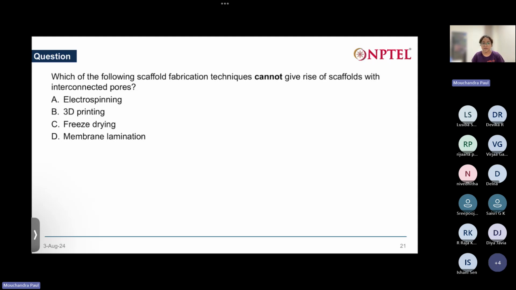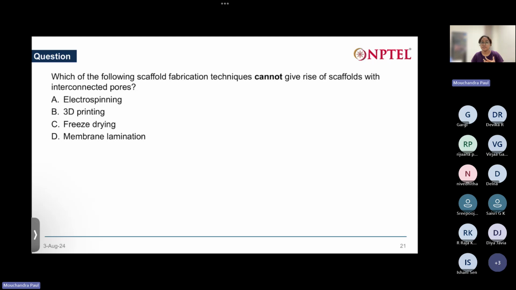And there is another technique called membrane lamination. Here what you do, this is very similar to 3D printing, but here you create sheets. One layer is a sheet, all right? And this sheet, they get a sheet of some polymer. It gets stacked on top of one another in order to create a 3D scaffold. That is called membrane lamination.